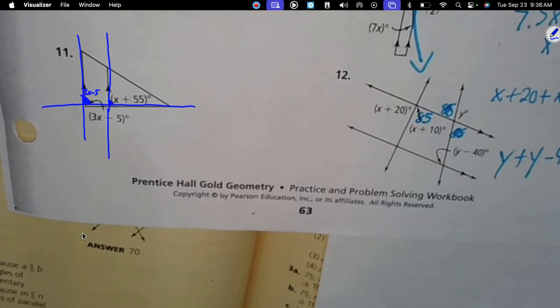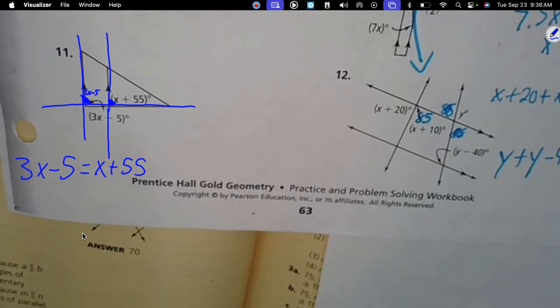Remember, what do we know about corresponding angles? They either add to 180 or they're equal. They're equal. Corresponding angles are equal. This one right here and this one right here. So I would write 3x minus 5 equals x plus 55. Is everybody good with that? Remember, it's either going to add to 180 or it's going to be equal. You have to decide which rule to use.